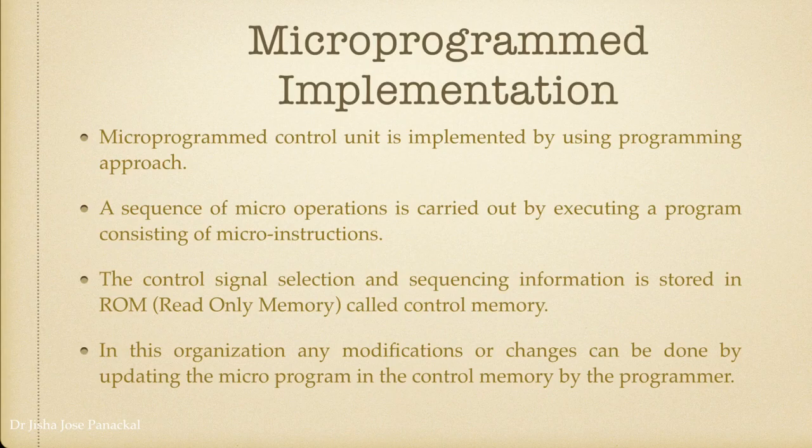The next type is microprogrammed implementation. The microprogram control unit is implemented using a programming approach. The hardware implementation is based on hardware, and this type is based on programming, or we can say software. A sequence of micro operations is carried out by executing a program consisting of micro instructions. These programs and the control signal selection and sequencing information are stored inside a read-only memory, which we can call the control memory.